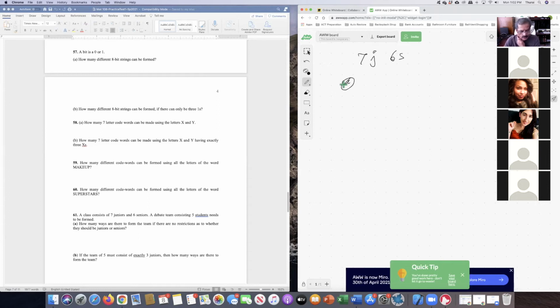That's what that means. No restriction means just from the 13, select any 5. First of all, we are making a committee, a team. So the order doesn't matter. You're not rearranging. Rearrangements are not counted as different committees because a committee means a group of people. Order doesn't matter. So therefore it's combination.